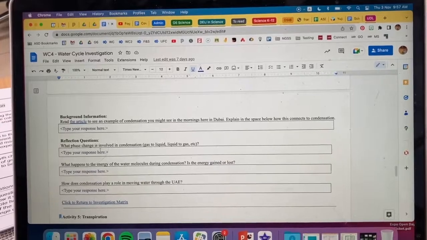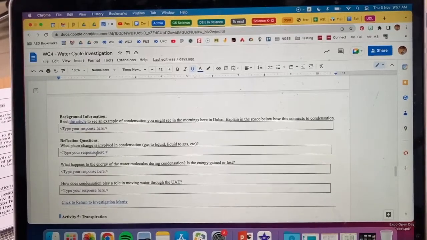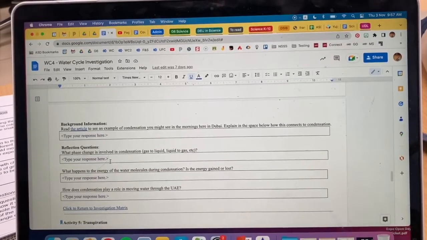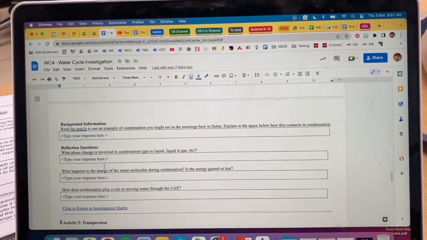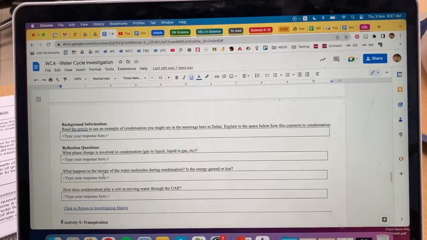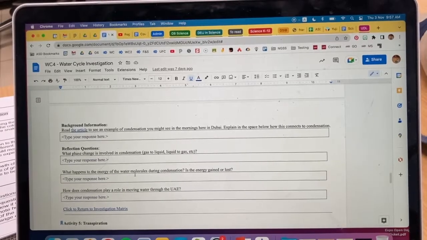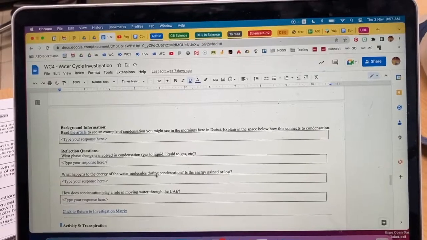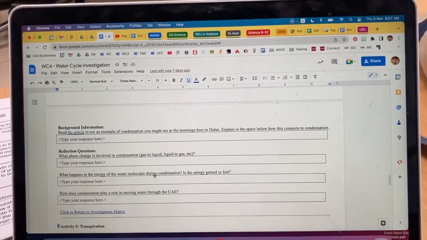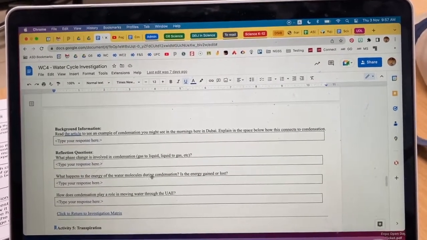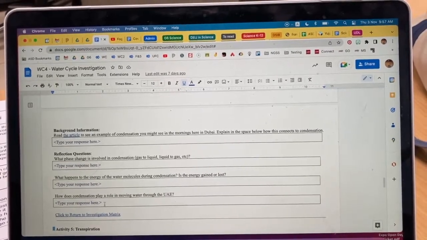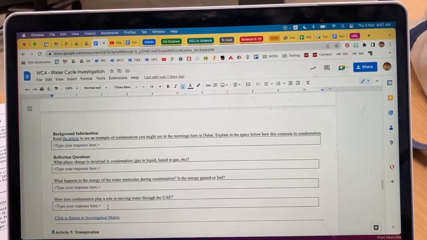And then there are 3 reflection questions. 1 about phase changes. Remember the phases of matter, the states of matter. Is it gas to liquid? Is it liquid to gas? Like, what's going on? And then what happens to the energy of the water molecules during condensation? Is the energy gained or lost? You should know this. You should be able to figure this out from our previous unit. And then I want you to think about water in the UAE. What kind of role does condensation play in moving water through the UAE?